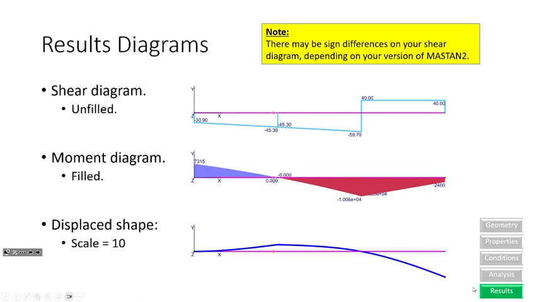Oh, you could just pick any node for results. Are you looking at displacements? Yeah. So don't pick node 1 because it's not going to displace at all. Pick node 2. You can see the displacement right there. So it's deflected 1.5 inches down.